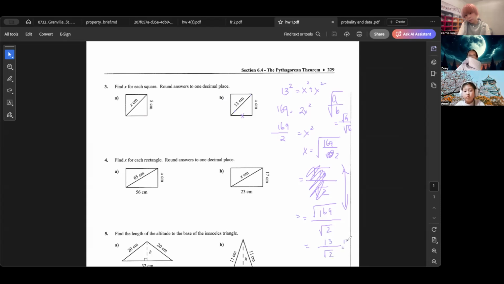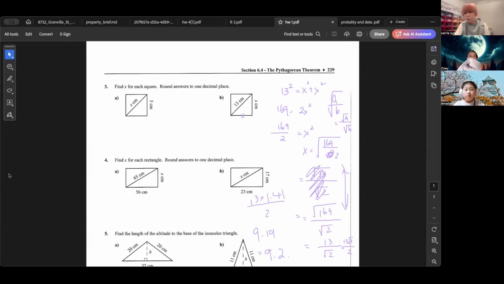So this one equals 13 square root 2 over 2. So all you need to do is 13 times 1.41 over 2. I already told you square root 2 equals that. Okay, so 13 times this and divided by 2 equals 9.19. So round up to the one decimal equals 9.2. That is how we do it. Zoe, did you get the right answer? Okay, you get 9.2, right? Okay, so Amelia, do you understand?